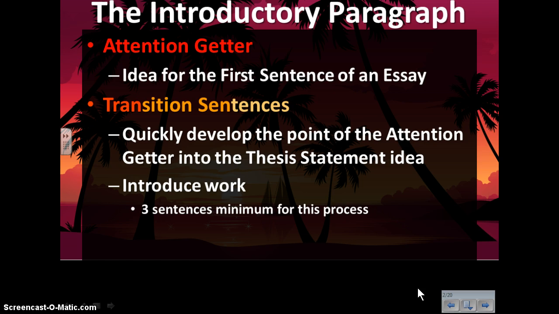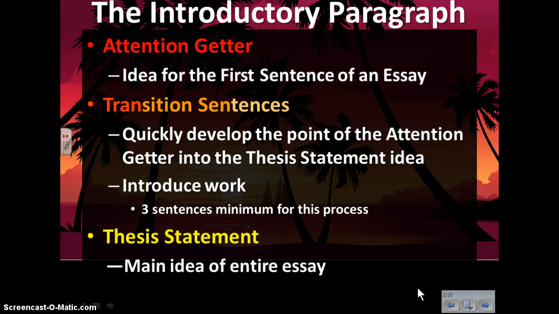So particularly if you are writing about a work of literature, which we will do this year, transition sentences can be a really good way to give some of that background info. Author, genre, maybe a brief summary of what is going on in the work. And with your transition sentences, you want at least 3 sentences for this process. And I know that seems kind of strict, but I promise that in order to really transition effectively, you need multiple sentences there. Okay, the last part of our introduction is going to be what's called the thesis statement.